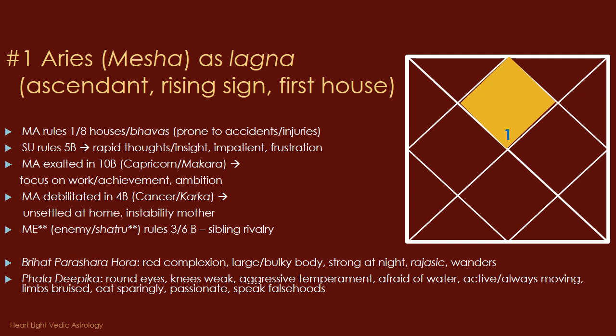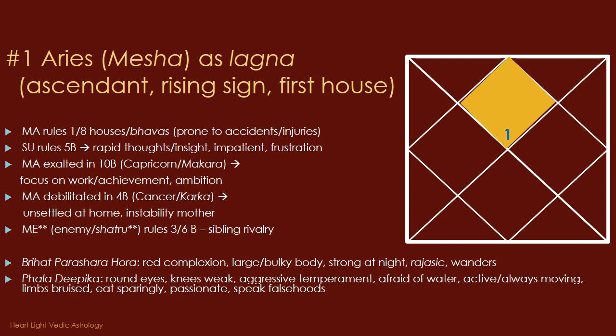Okay. Now, oppositely, Mars is debilitated in the 4th house, which is Cancer or Karka in an Aries rising chart. So, what does the 4th house represent? Well, it represents home and mother. So, Aries people have a tendency, not always, to have a hard time settling down. Or, again, depending on the whole chart, but typically there will be instability at home and also possibly instability with mother. Because those are two big things that the 4th house represents.